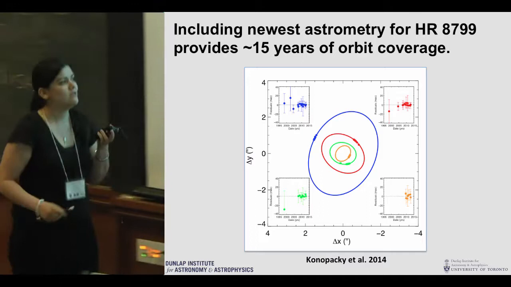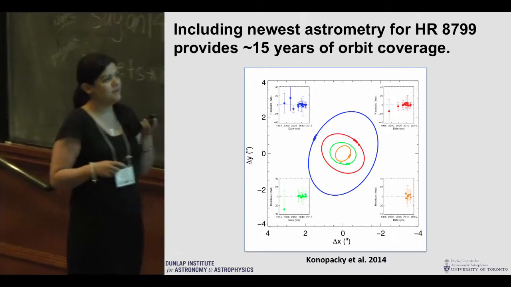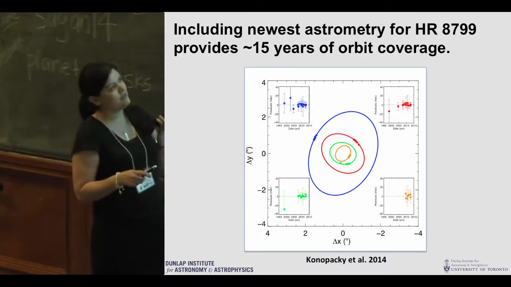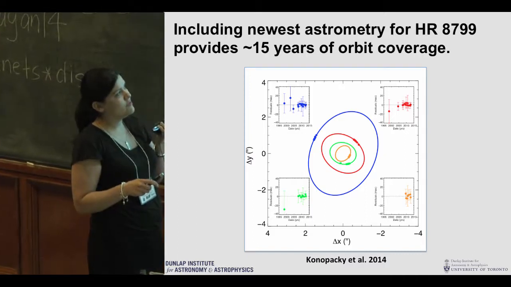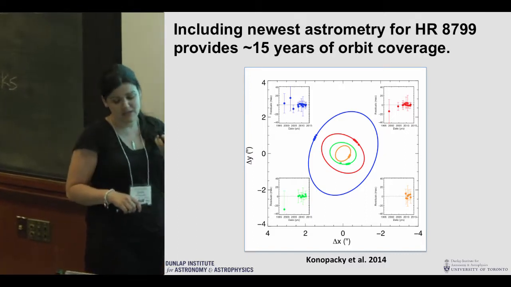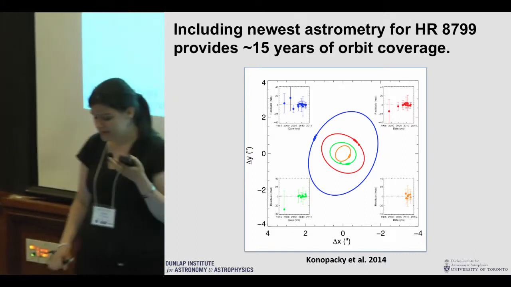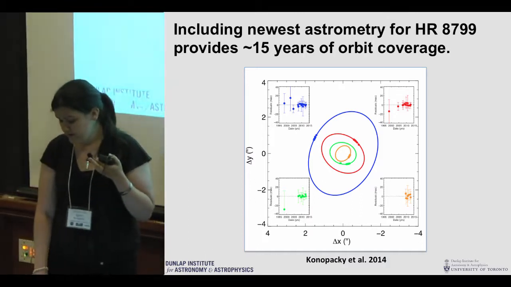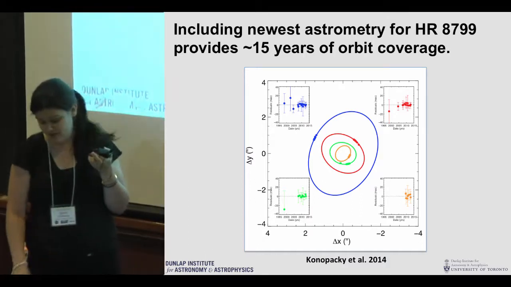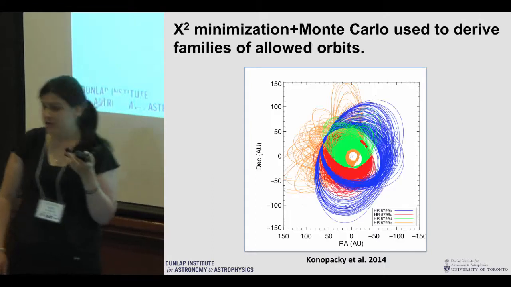So here's what some sample orbits look like fitting to the astrometry. Most of this is from Keck. Some of it is also from the Hubble data points that Laurent was talking about before. There's 15 years of orbital coverage, again, a tiny fraction of the orbit, so not particularly interesting on its own.